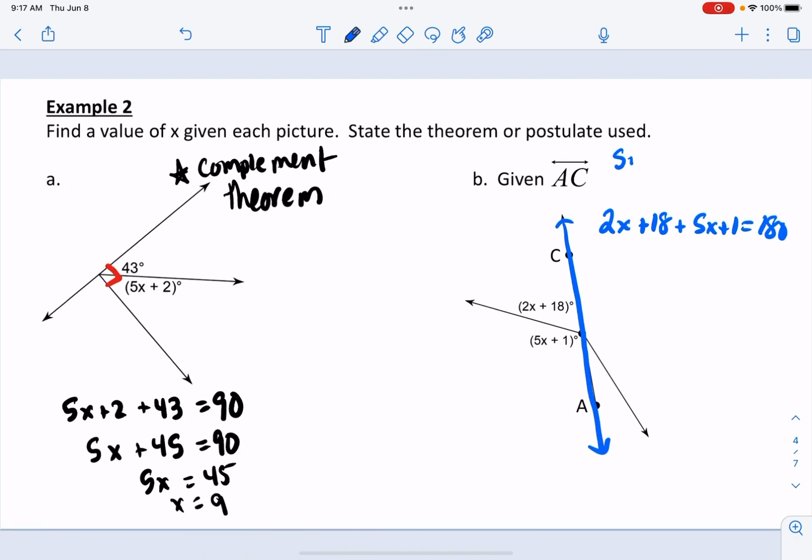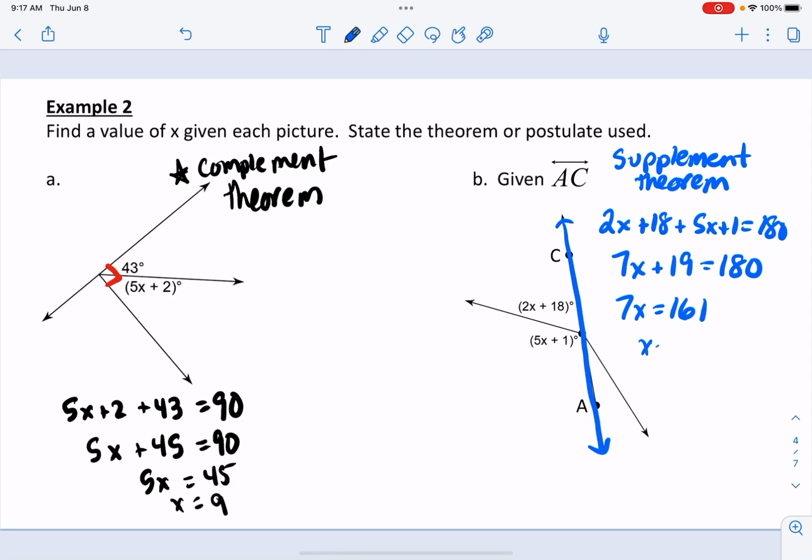So the reasoning is the supplement theorem. So now I combine like terms. I get 7x plus 19 equals 180. So now I subtract and get 7x equals 161. And I get x to equal 23. Okay, so those are some applications kind of similar to what you might find in the book for our complement theorem and our supplement theorem.